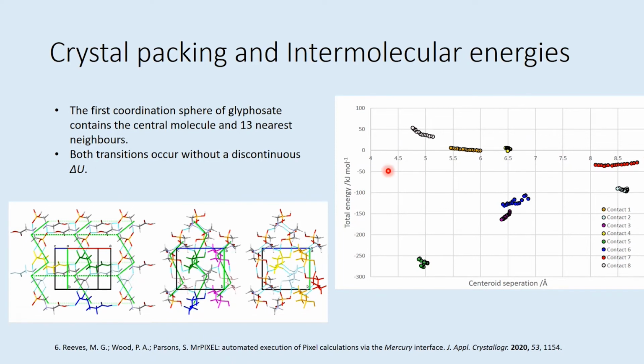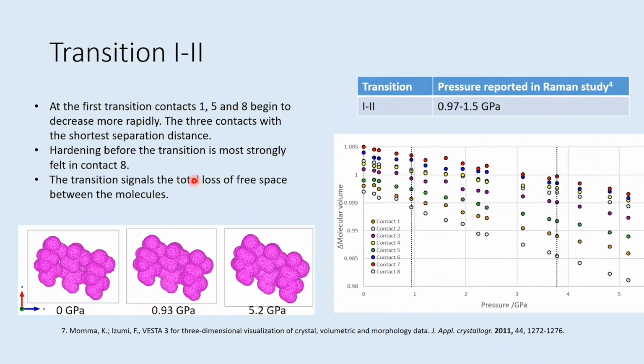But the clear thing to take away from this plot here is there is no clear discontinuities at either of the transitions in this intermolecular energy plot either. So again, without a discontinuous change in delta U, again, another first derivative of the free energy. Again, it's not a first order transitions for either of them. They look to be second order.